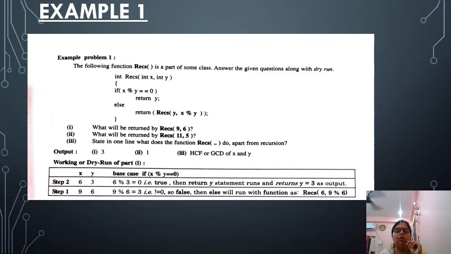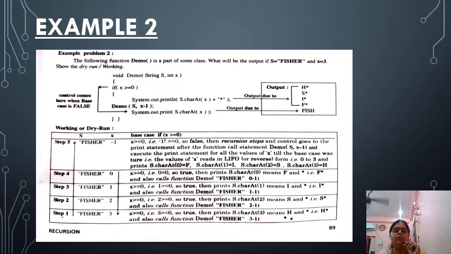Okay, do it in your copy clearly. Now the next question. See, this is of a string. In this it is non-returnable. See, void is used here. No return statement has been used in this example. Void demo, string s, int x. In this, if x is greater than or equal to 0, the control comes here when the base case is false. When it is false, then control comes here. Now demo x comma s comma x minus 1.